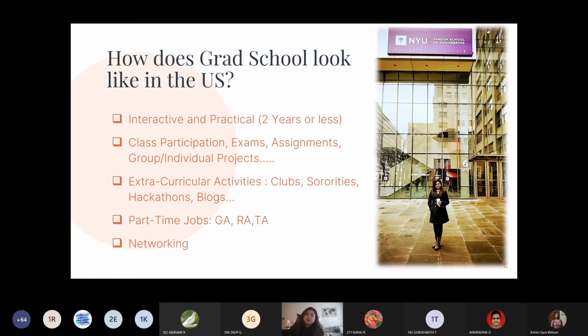The next thing is extracurricular activities. Like I said, you have to start building your extracurricular activities right from college. So you're in undergrad now, you do that there, and then you are in grad school and you do that there as well. So you have different student clubs. You can be a part of anything. You can have technical clubs, there are non-technical leisurely clubs. You can pretty much be part of anything.